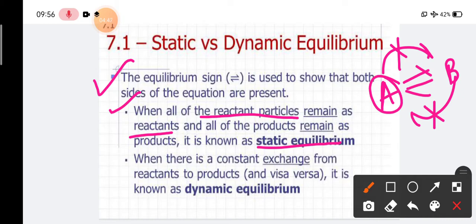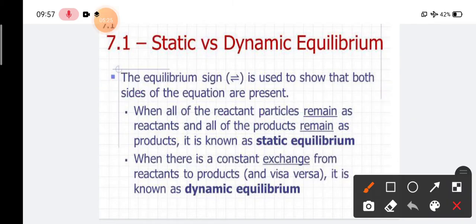They cannot convert it to A, and as it is not converted to A, the concentration of B remains exactly the same. This condition is called static equilibrium, where the reactant only stays as a reactant, it cannot convert to the product, and the product stays as the product, it cannot convert to the reactant. So if the interconversion of reactant and product is prohibited, this is called static equilibrium.